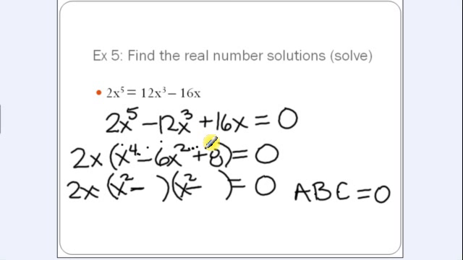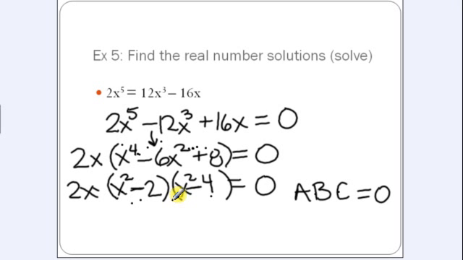For 8, I could split it up into 2 times 4 or 1 times 8, but I want to get to minus 6x squared. So I can see that if I make it a 2 and a 4, that 4 times x squared plus negative 2 times x squared would get me to negative 6x squared.